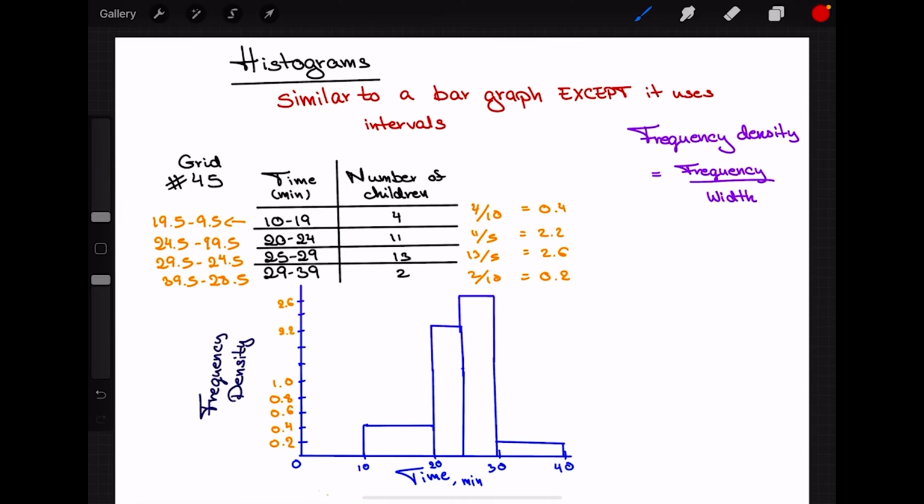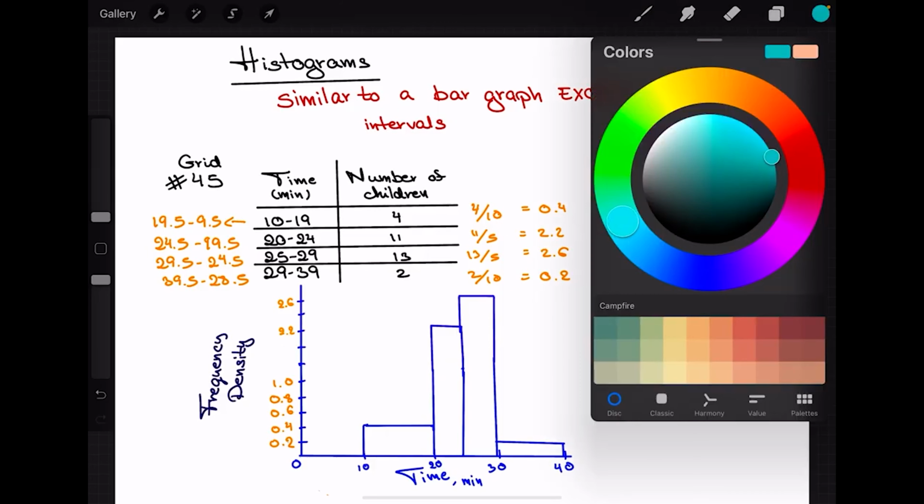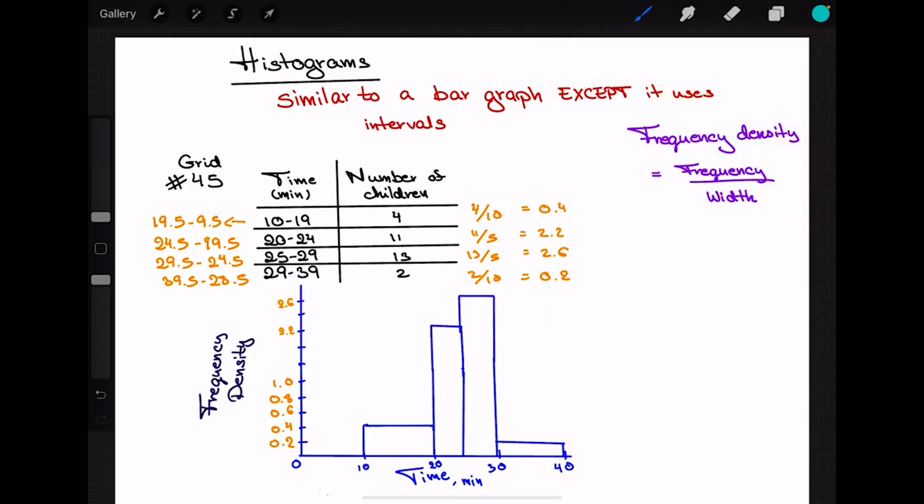Hey everybody, for today's video I will be going over histograms and box plots. Now, a histogram is pretty similar to a bar graph except that it uses intervals rather than exact values such as bar graphs. So for example, in this question here, question 45, you have time intervals and numbers of children based on these time intervals, and they're asking you to draw a histogram.